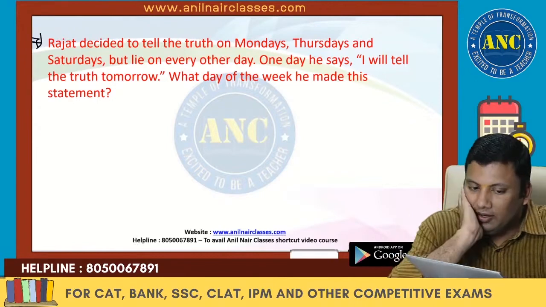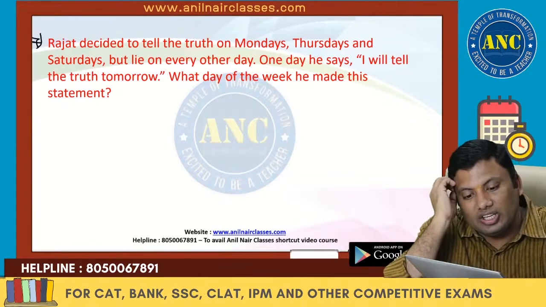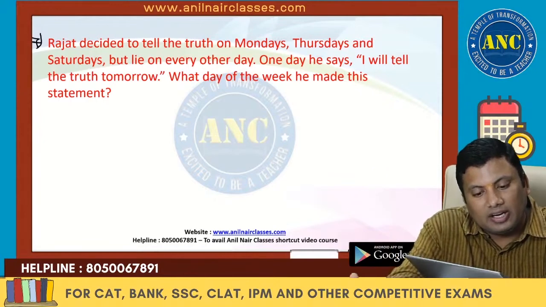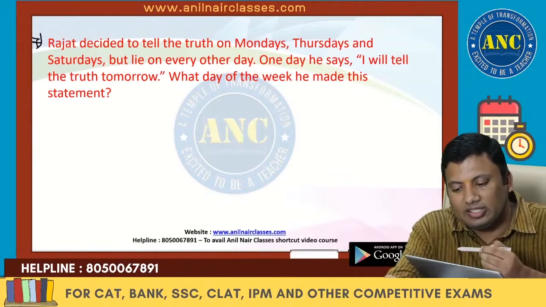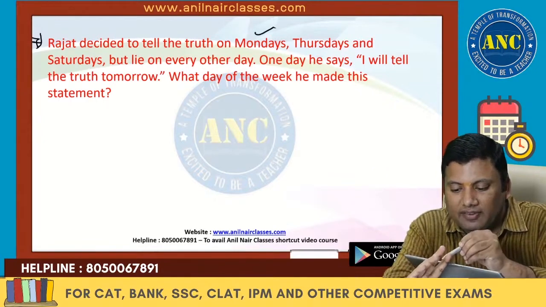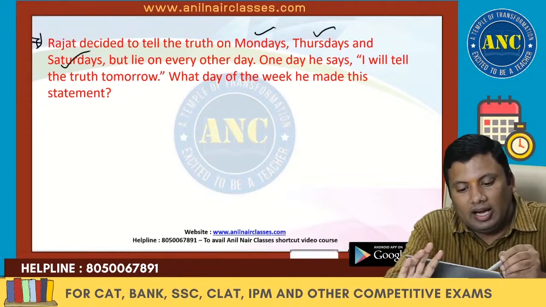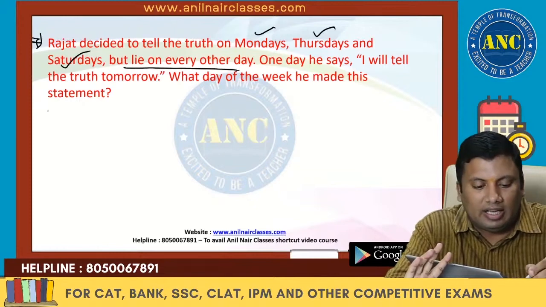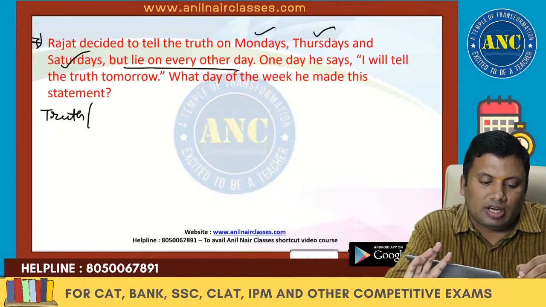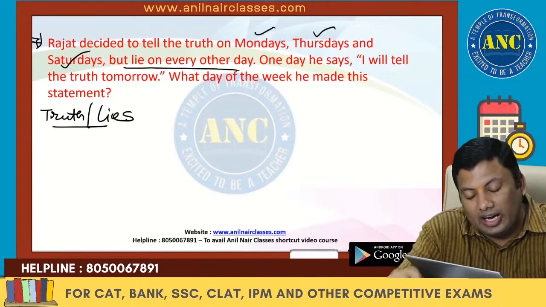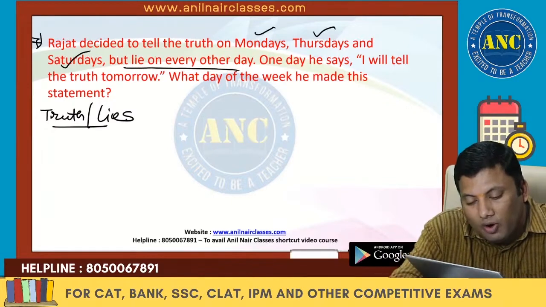Another question. Please read the question. Rajat decided to tell the truth. There is a person by name Rajat. He tells the truth only on 3 days a week: Monday, Thursday and Saturday. And he lies on every other day. That means this is a question based on truth and lies. Right? A logical reasoning kind of question in the quant section.